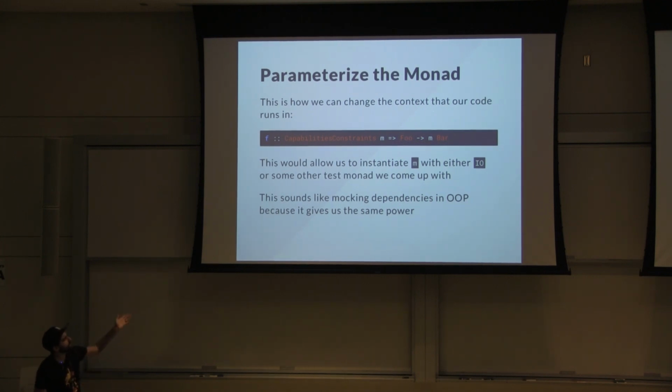So this might sound a lot like mocking dependencies in OOP, and that's because it basically is, right? We want to be able to simulate pieces of code that our code talks to in a stateful way or an effectful way.